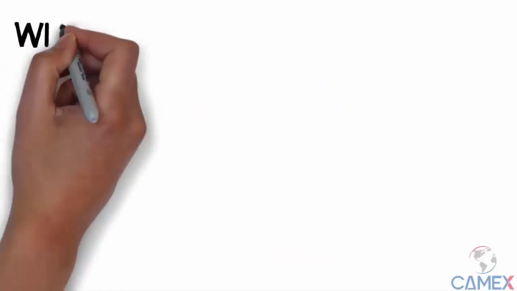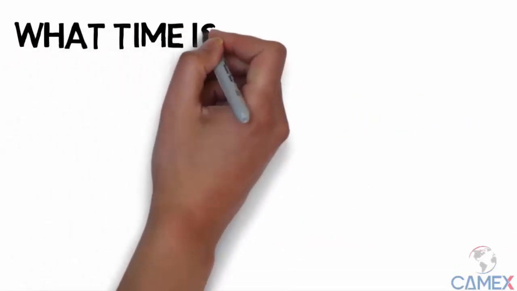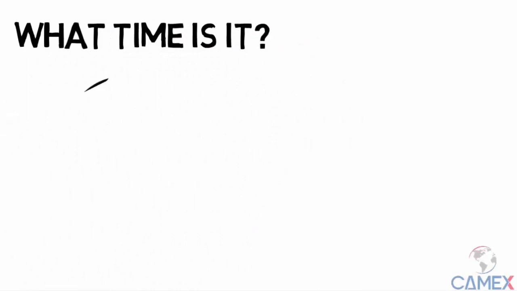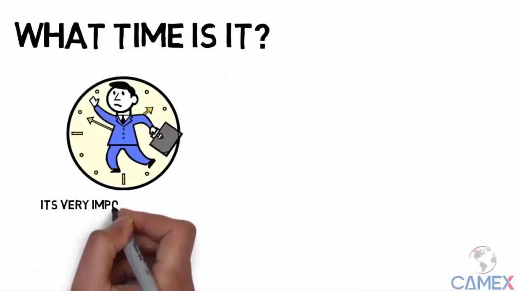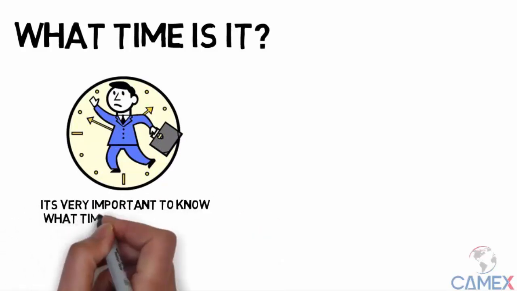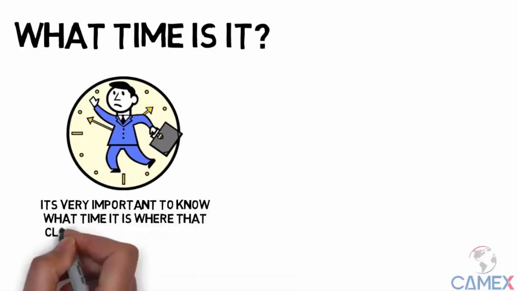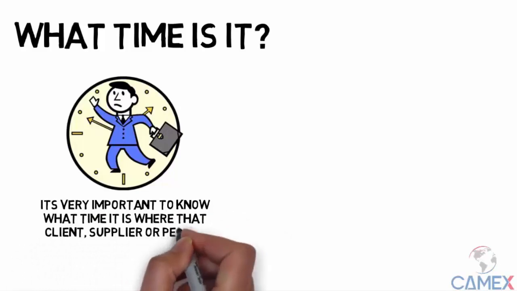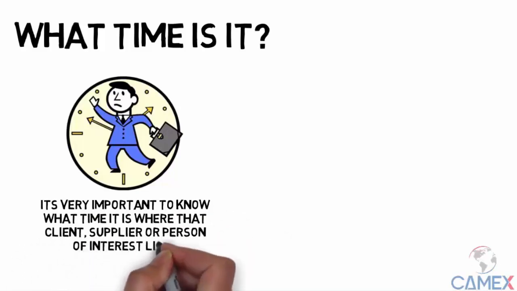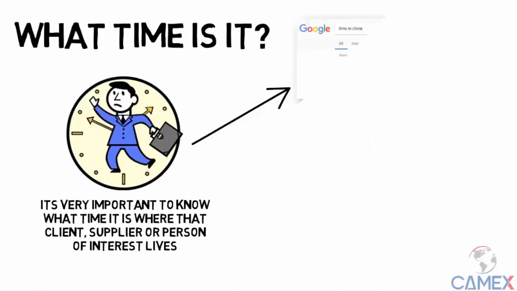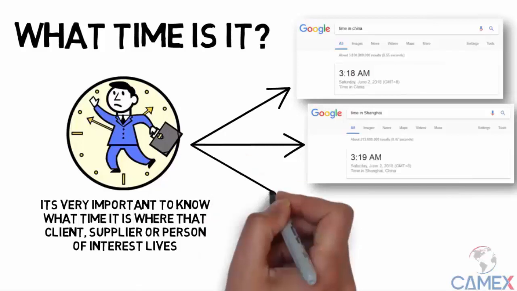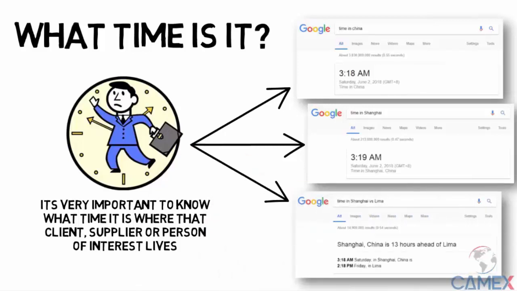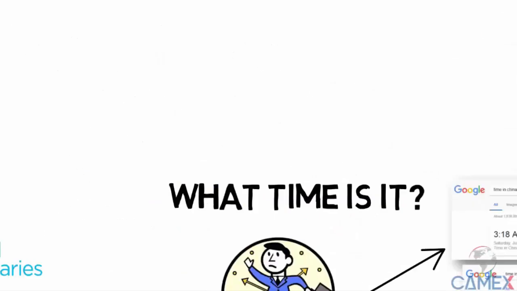When we are about to greet someone, it's very important to know what time it is where that client, supplier, or person of interest lives. That's because the way of greeting that person is different if it's the morning, the afternoon, or night in that place. A really good option to know what time it is in a certain place is to use Google to make a quick search. If we write, for example, what time it is in China, the first result is the time in China in that very moment.